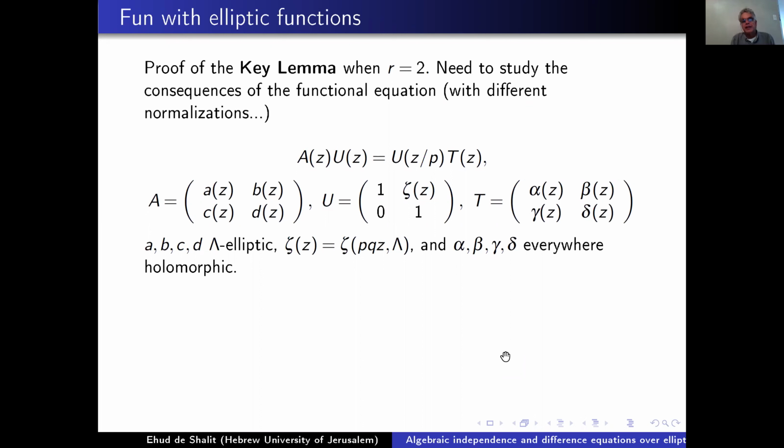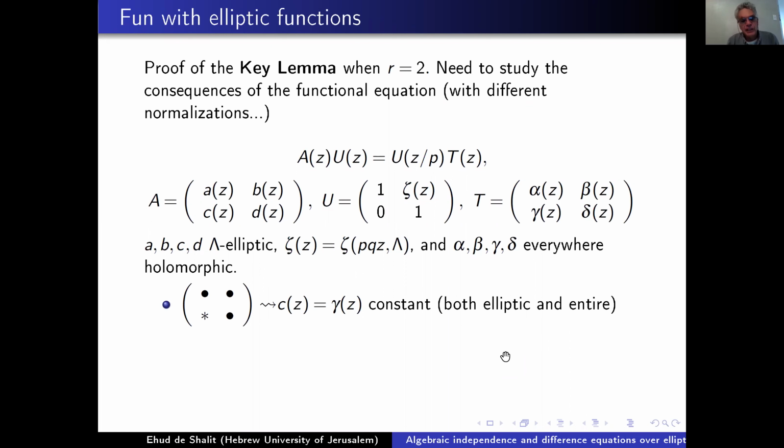And in higher ranks, it would involve zeta squared over 2 factorial, zeta cubed over 3 factorial, and so on, all the diagonals. And you have the matrix T, which is an invertible matrix of globally entire functions, everywhere holomorphic functions that they call alpha, beta, gamma, delta. And they satisfy this relation: A times U is U at Z over P times T.